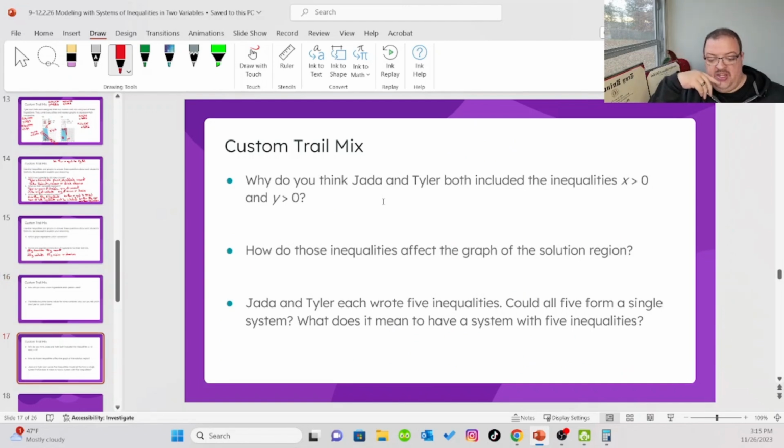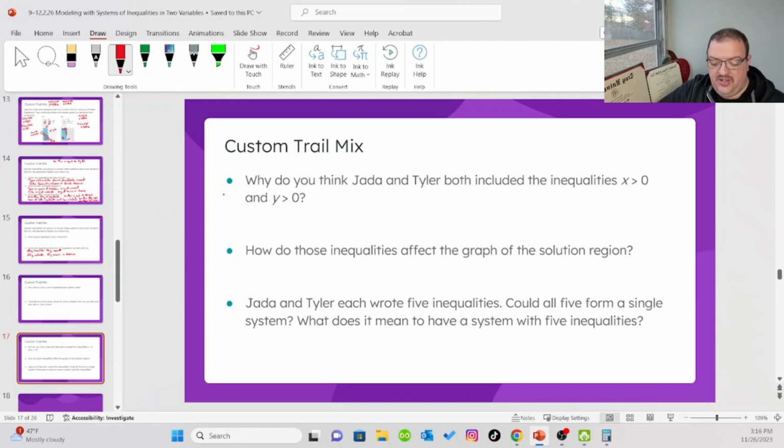Why do you think Jada and Tyler both included the inequalities x is greater than 0 and y is greater than 0? Because we needed to have two ingredients. So you can't have 0 ingredients or negative ingredients and still be saying that you're using that ingredient in the trail mix. How do those inequalities affect the graph of the solution region? It limits us to region 1. It must be above the x-axis and to the right of the y-axis.